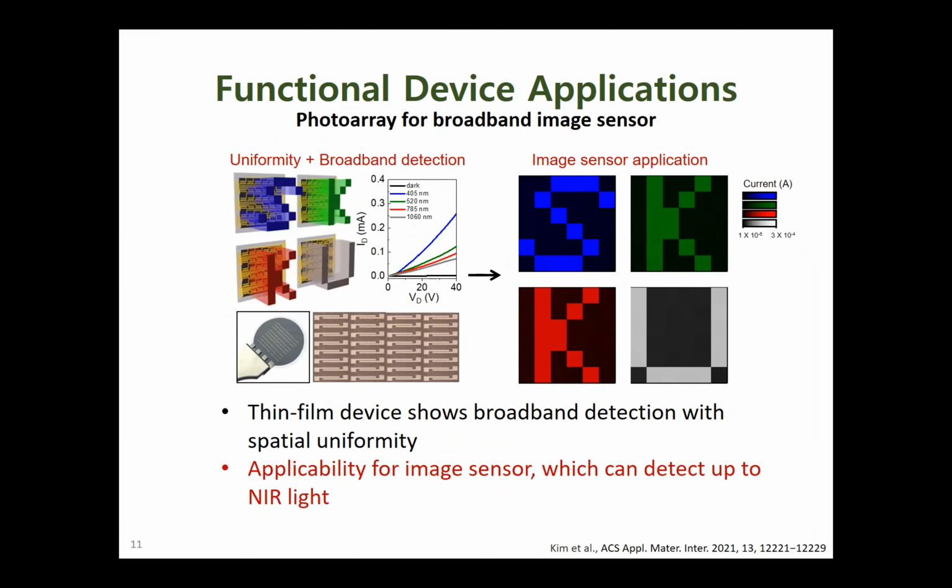Based on previous photodetection characteristics, we further fabricate a 6x6 array device to examine uniformity and regularity of the device. Our chemically welded film shows clear photoresponse in red, green, blue, and NIR range light. Also, the two-dimensional mapping based on photocurrent shows uniformity of the device. This shows applicability for large area broadband image sensor.